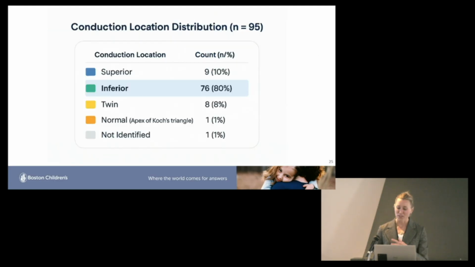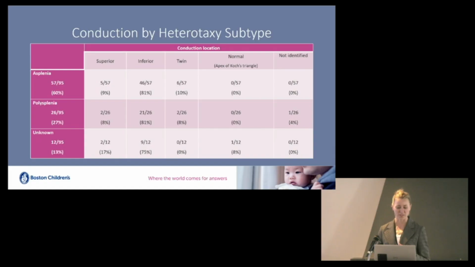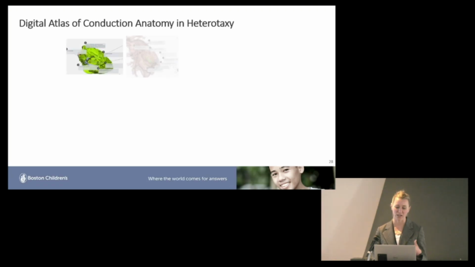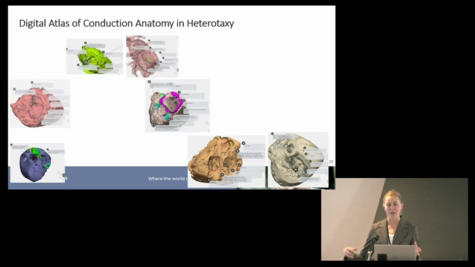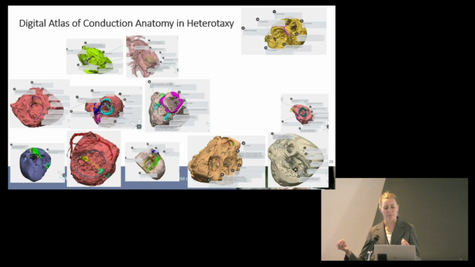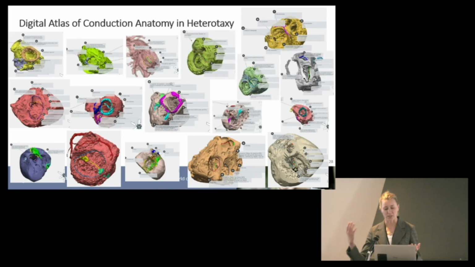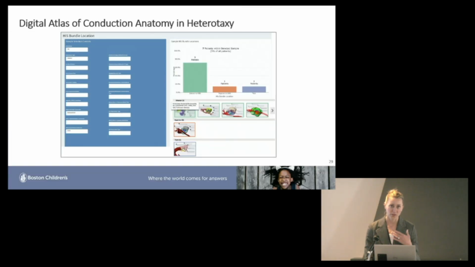We look at this data in a lot of different ways, and I won't go into all this in the interest of time, but we're hoping that by continuing to gather data, by continuing to map it onto where these beautiful 3D models that Dr. Hoganson's team create, we're going to continue to advance our understanding of the conduction system in heterotaxy. That beautiful work that we saw was 35 patients. We've already got 95.